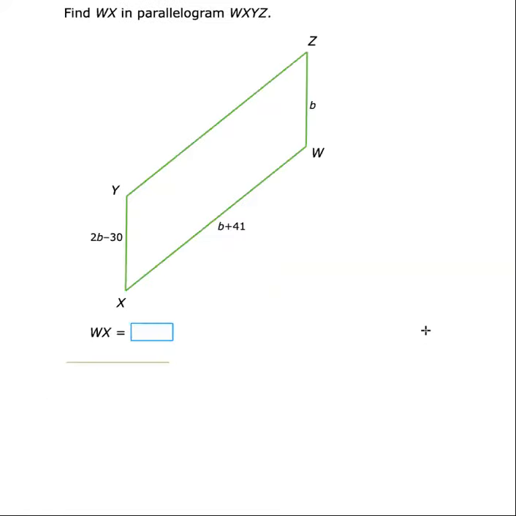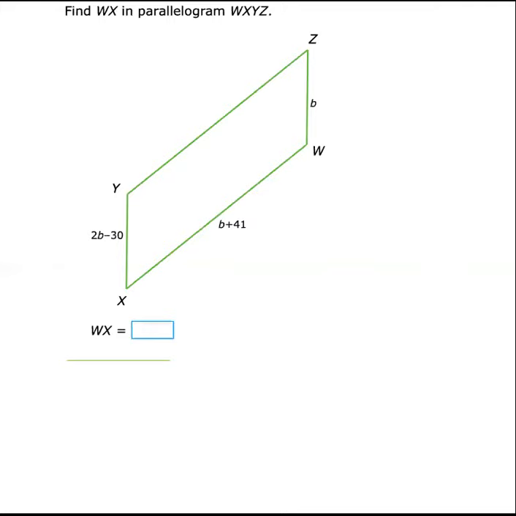All right, next problem here is find WX in a parallelogram WXYZ. Two sides are going to be congruent to each other, this side and this side, and then this side and that side. So let's focus on the two sides which are 2b minus 30, and that's going to be equal to the other side, which is b. So I'm focusing again on this side and that side right there. Because this one is unknown, I don't want to mess with that side.